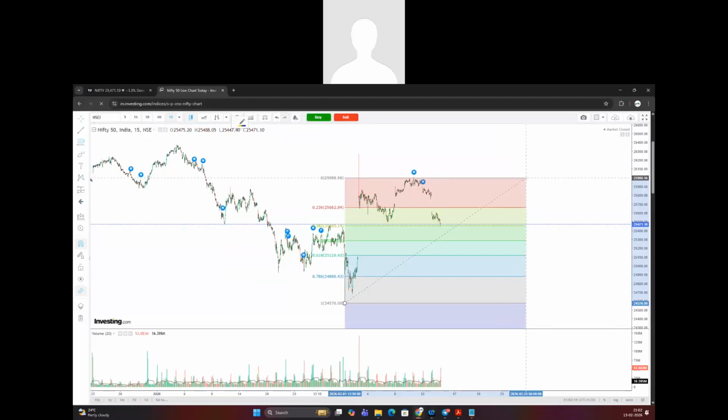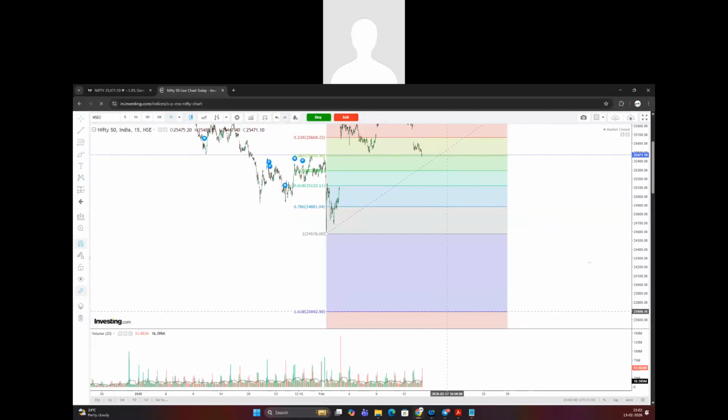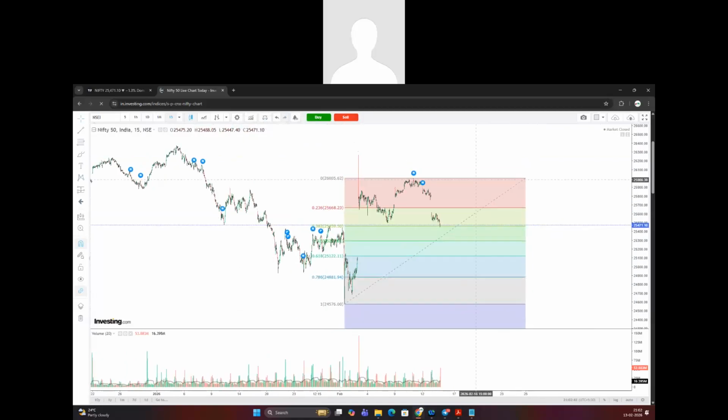Low, high. So as I told you, if it is able to cross 0.236, it has to come touch 0.5. If it is able to cross 0.5, it has to come touch 0.618. If it is able to cross 0.618, directly it has to come touch 1. If it is able to cross 1, it has to come touch 1.618. Understood? Any doubt in this particular trend?